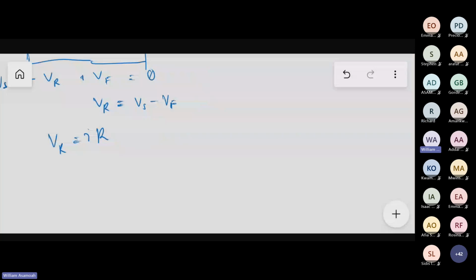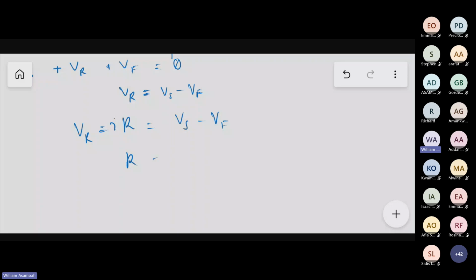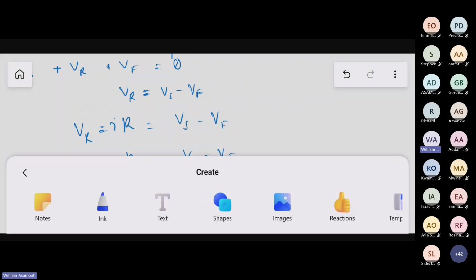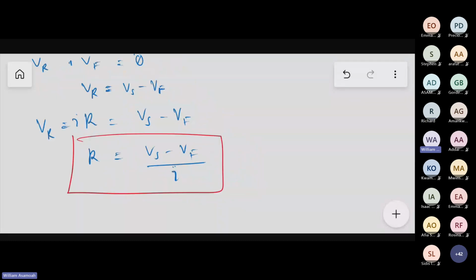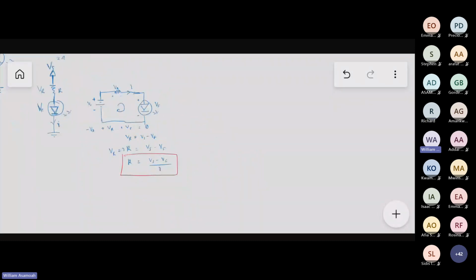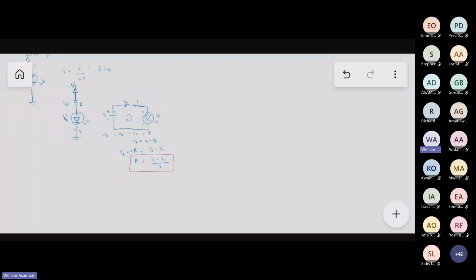And this is equal to VS minus VF. So if you want to find R, it will be equal to VS minus VF over I. Now, this equation is something you really need to know. It's so important. When you go to the industry and a certain signal LED has spoiled and they want you to replace it, this is the equation you use. How do we use this equation?